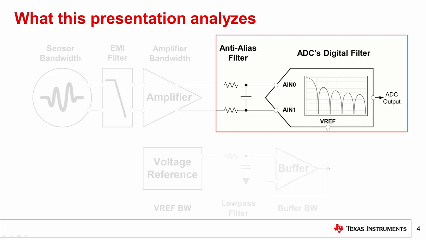Therefore, this presentation will analyze the combined effect of the anti-aliasing filter and the ADC's digital filter. This makes sense since the ADC with a digital filter requires an anti-aliasing filter for best performance. Moreover, the anti-aliasing filter cutoff frequency should be chosen relative to the ADC sampling frequency or modulator clock, which will be discussed in more detail later in this presentation. As a result, these two components tend to dominate the overall system noise bandwidth in many applications, thereby determining the amount of noise that's able to pass into the system.